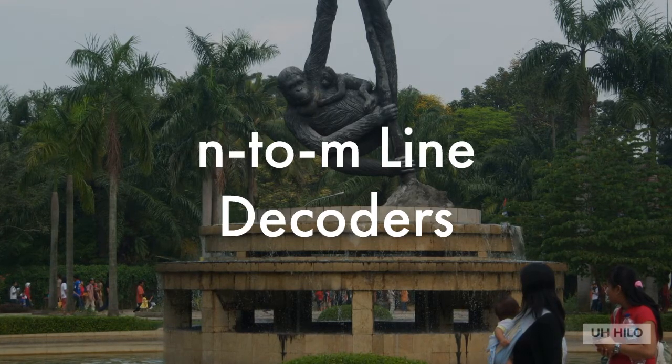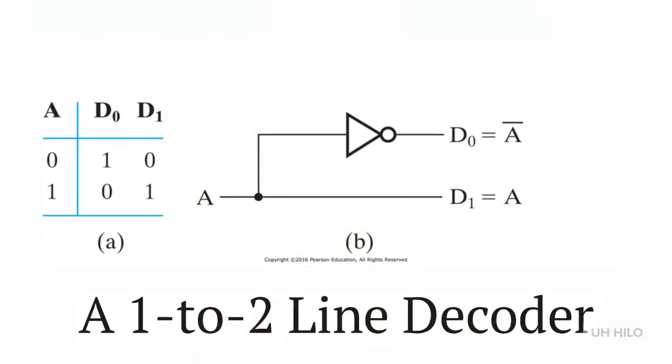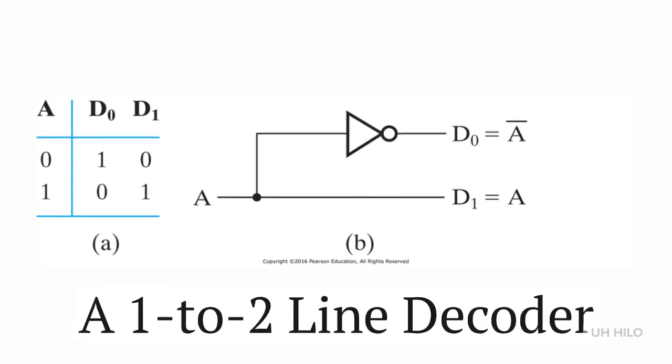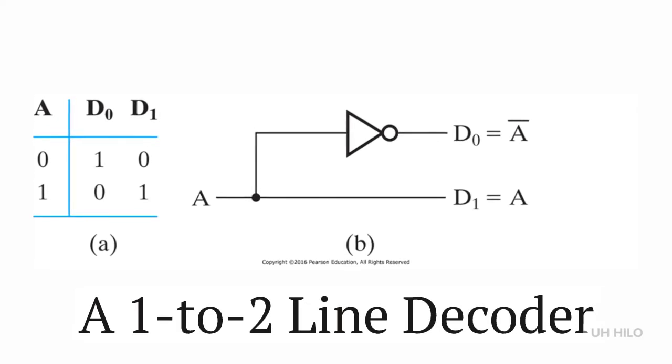That's a 1 to 2 decoder. On the left-hand side, we see the table for the function. Here, a is the input with outputs d0 and d1. If a is equal to 0, then d0 is equal to 1 and d1 is equal to 0. If a is 1, then d0 is 0 and d1 is 1. So d0 is equal to a naught and d1 is equal to a, which allows us to design the very simple circuit to the right.